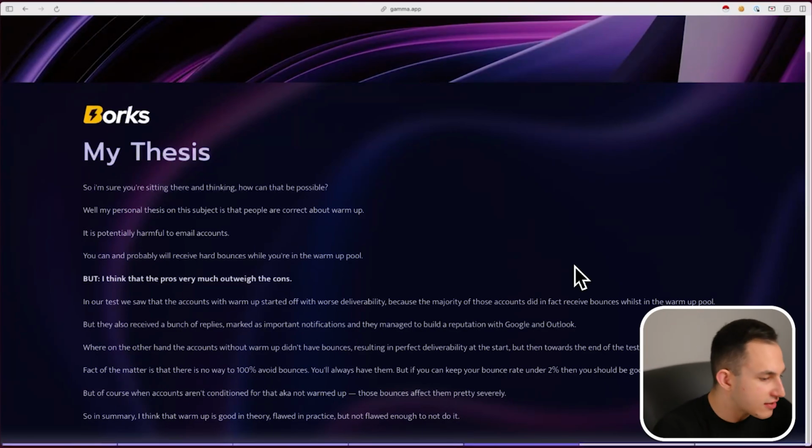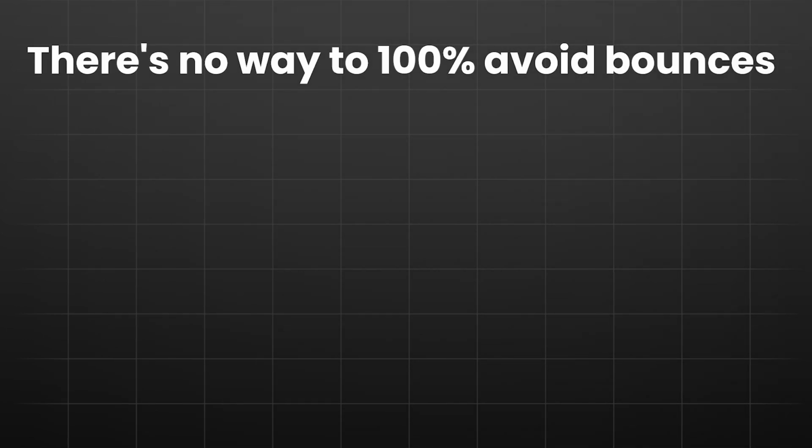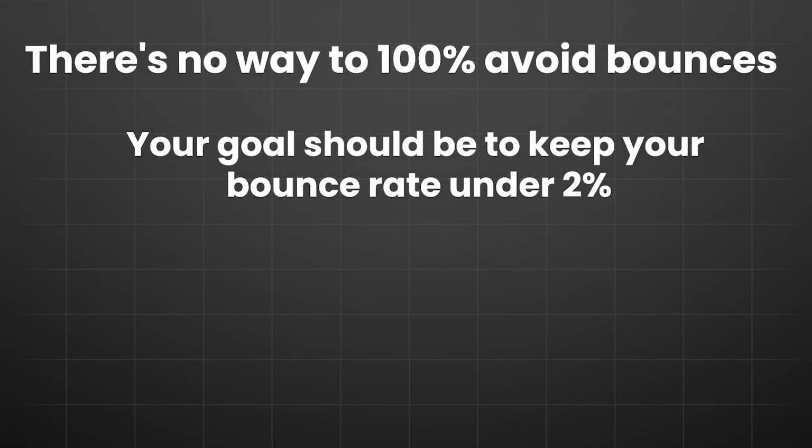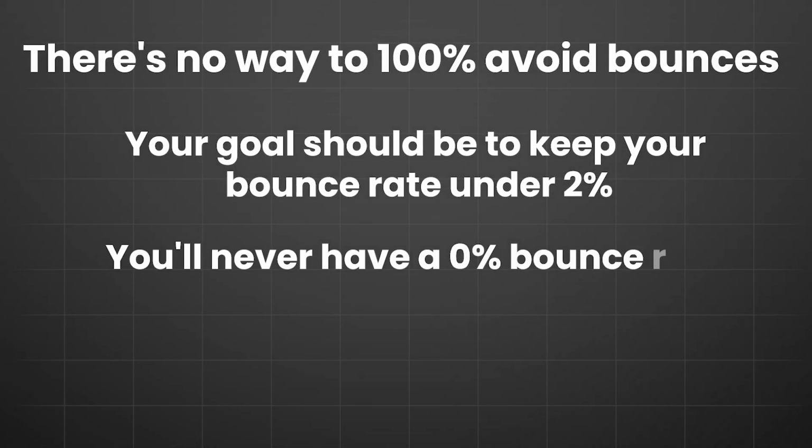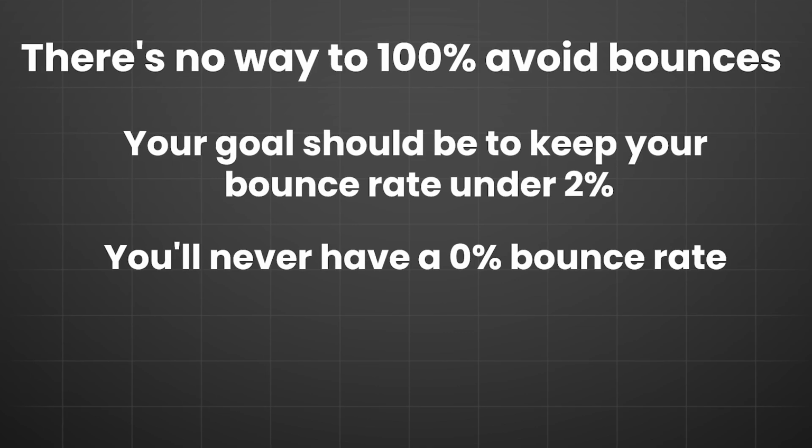Okay, now, fact of the matter is there's no way to 100% avoid bounces. You're always gonna have them, right? Your goal should just be keeping your bounce rate under 2%. And if you can do that, then you'll be good. But you'll never have a 0% bounce rate. That's simply not possible. It doesn't matter how many times you verify your emails or what you do, you'll never have a 0% bounce rate.